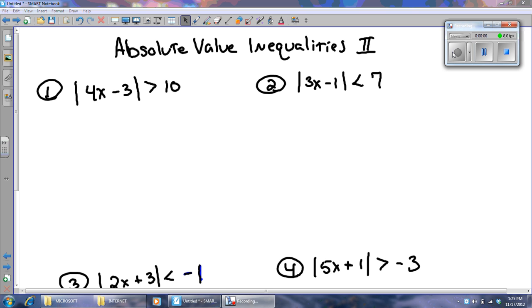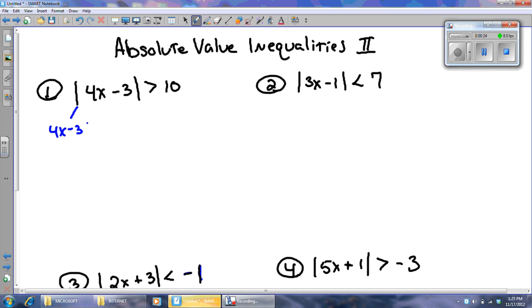Anyway, we're going to get a little more practice with absolute value inequalities. The first two are pretty straightforward. The next two are a little bit tricky. But why don't you try these first two on your own, pause the video, and see what you can do with them. See if you get them right. Okay, hopefully you've tried them on your own, and here comes my solution.